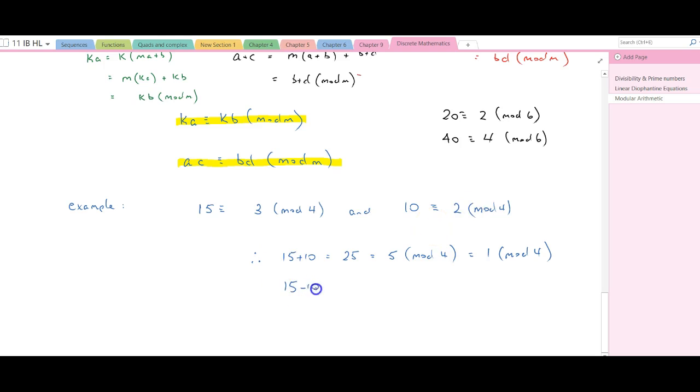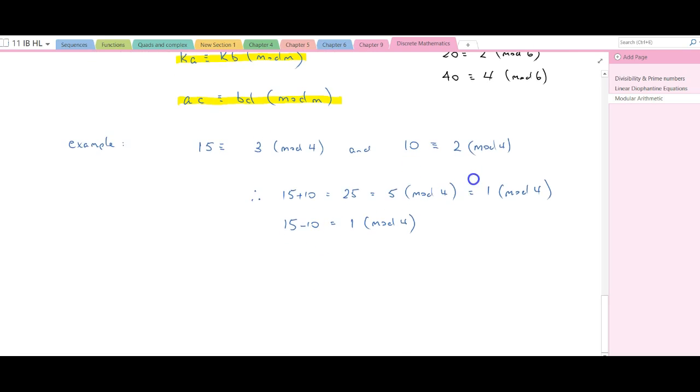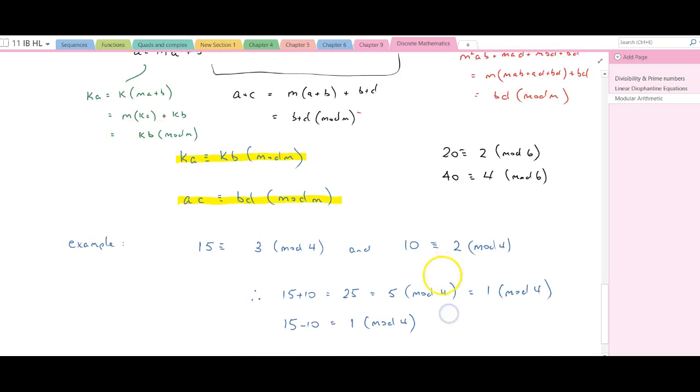We could do that with 15 minus 10. What we're saying here is that will be equal to 3 minus 2, or 1 in mod 4, which we know to be the case because 5 is 1 in mod 4. Let's have a look at one of these. If 15 is equal to 3 mod 4, multiplying both sides by 3, we could say that therefore 45 is equal to 9 in mod 4, which is equal to 1 in mod 4, which is correct because we know that 45 is 11 fours plus 1. So that's multiplying both sides by something.